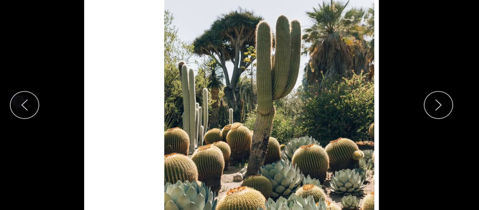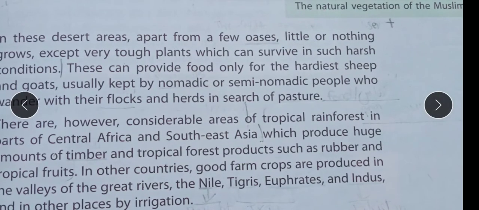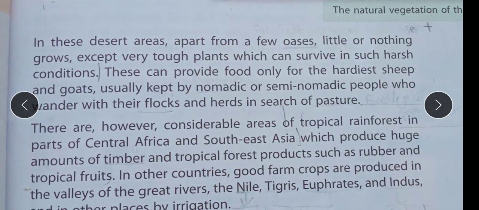Okay boys, let's come back to the paragraph, and they are saying us that tough plant which can survive in the harsh conditions, they can provide food only to the hardiest sheep and goats. They can only provide a little fodder to the livestock, boys. Usually kept by nomadic and semi-nomadic people who wander with their flocks and herds in search of pasture.